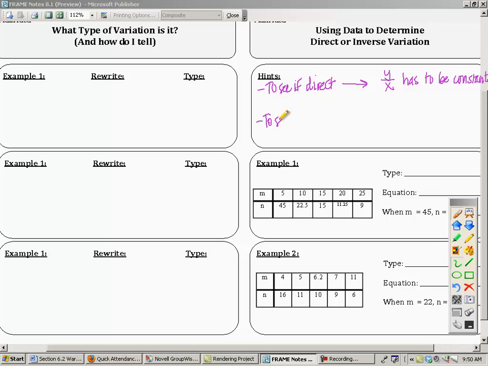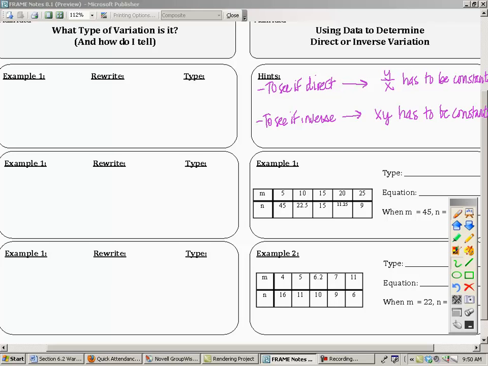To see if it's inverse, which means divide, you're going to do the opposite and see if their multiplication is constant, is the same number. And so it's opposite of what you think. If it's direct, then you check the division. If it's inverse, then you check the multiplication.